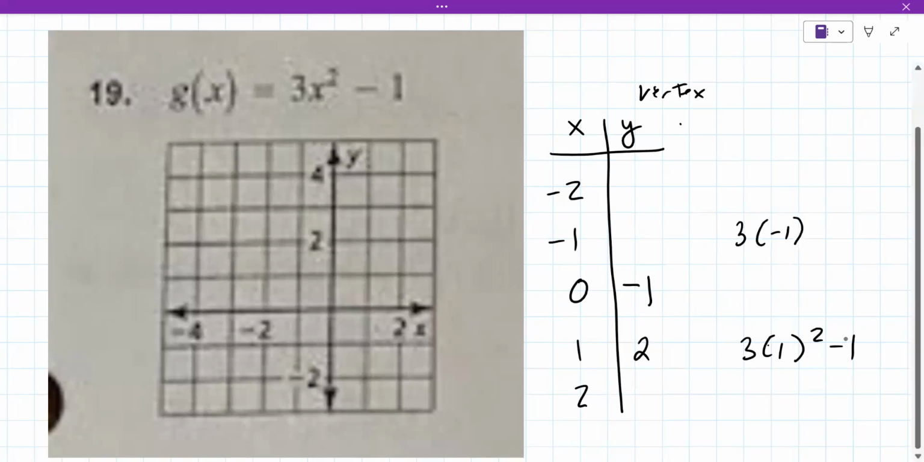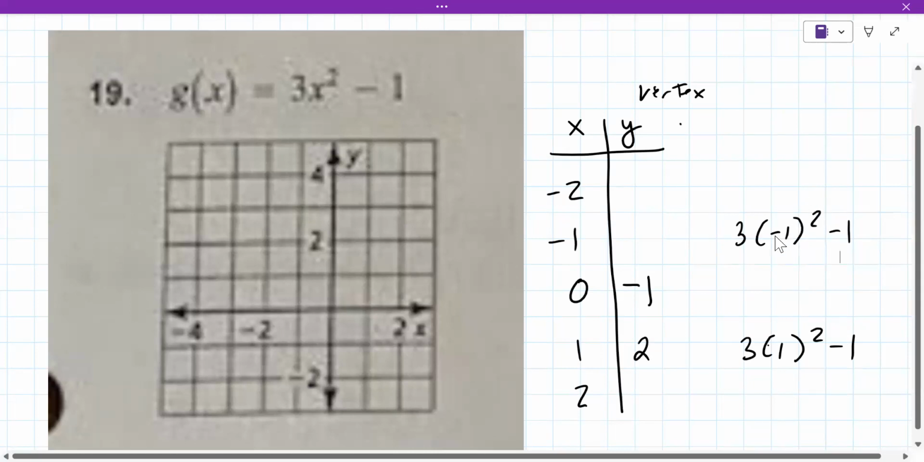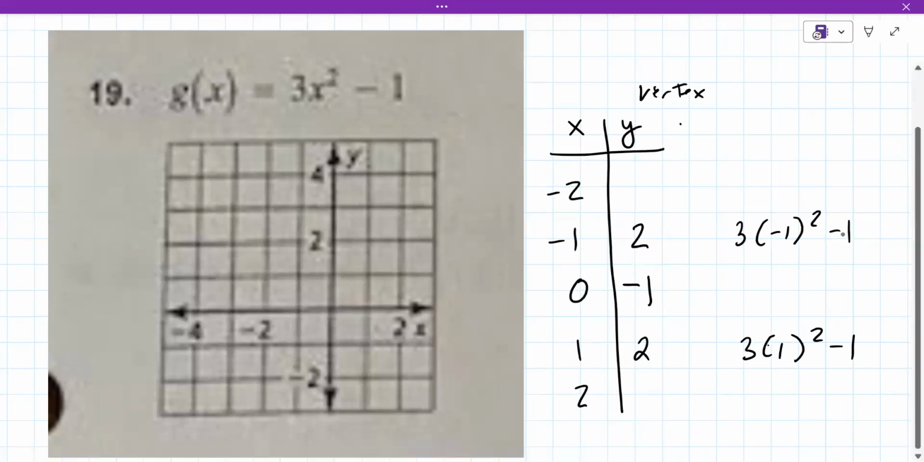So 3 times negative 1 squared minus 1. Negative 1 squared is 1. 3 times 1 is 3, minus 1 is 2. You see how those are the same? That's kind of common here. All right, now can you try 2? Put 2 in for x and tell me what you come up with?